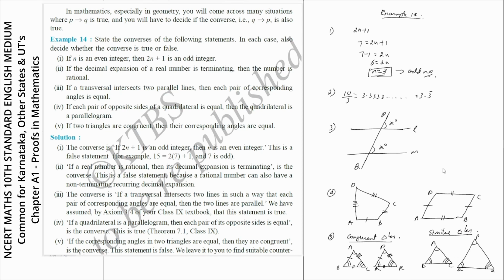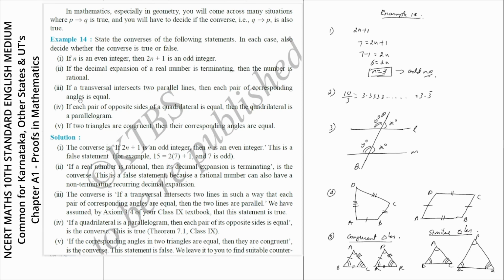For example, you can see 10 by 3. 10 by 3 is a rational number. So 10 is an integer, 3 is an integer, and 3 is not equal to 0. Okay, denominator not equal to 0, but the value of 10 by 3 is 3.333. So it is recurring. After the decimal, 3 is recurring. So the statement, if a real number is rational, then its decimal expansion is terminating, is false.